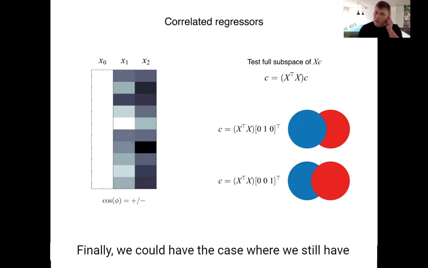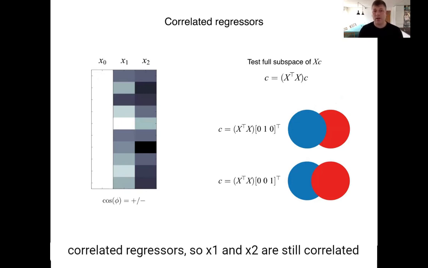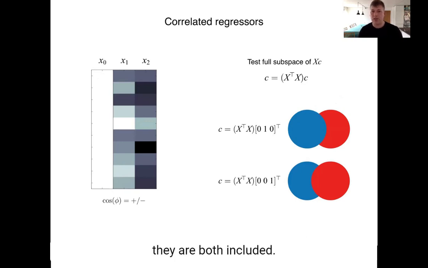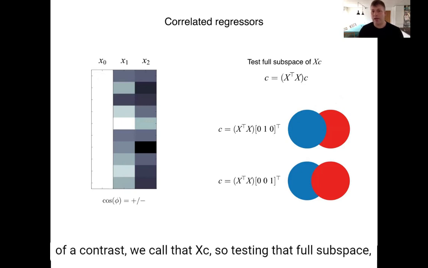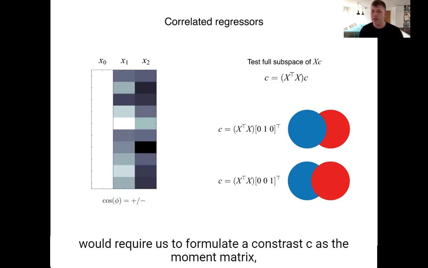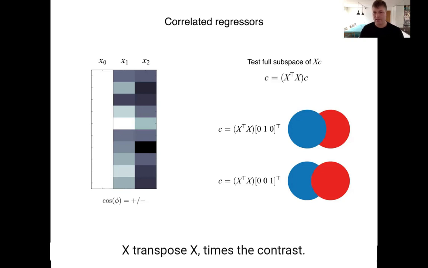And finally, we could have the case where we still have correlated regressors. So X1 and X2 are still correlated. So positive and negative symptoms are correlated in the model, they're both included. But we could actually still test the full subspace of a contrast. We call that XC. So testing that full subspace would require us to formulate a contrast C as the moment matrix, so X transpose X times the contrast. So this will in fact test for the entire, for the full subspace of the contrast.